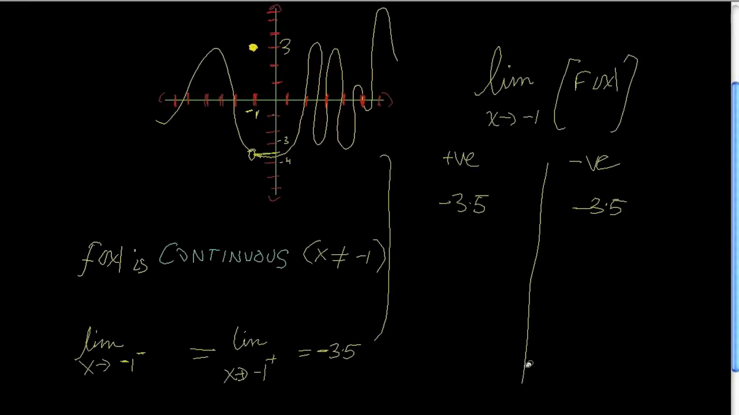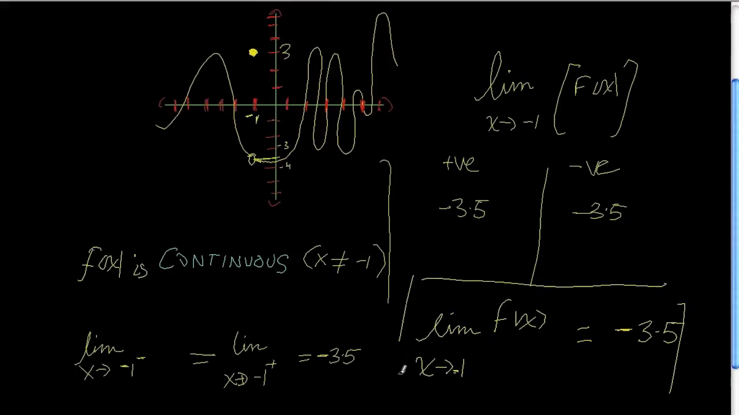Hence I can say that the limit exists, very much exists, and the limit of f of x, this weird function, as x approaches -1, overall is equal to negative 3.5. So you saw that we found the limit of that function.